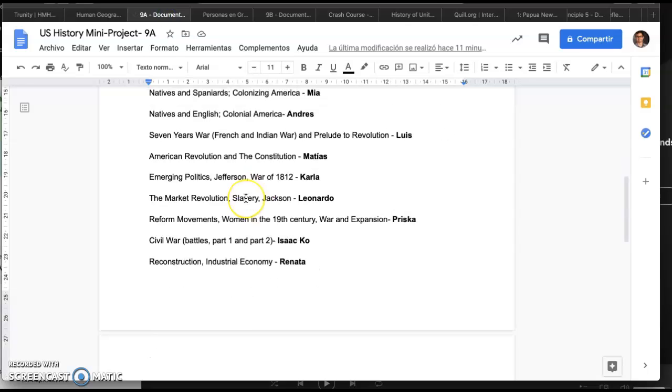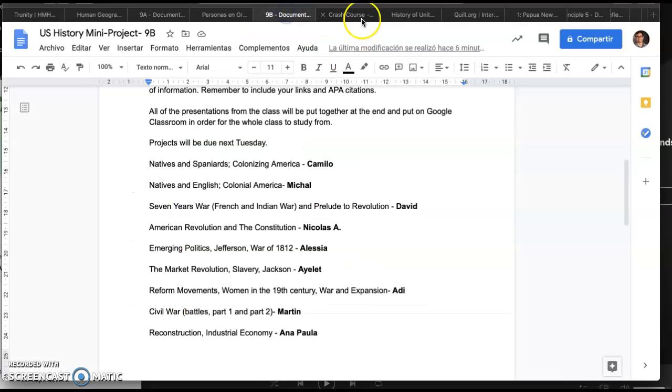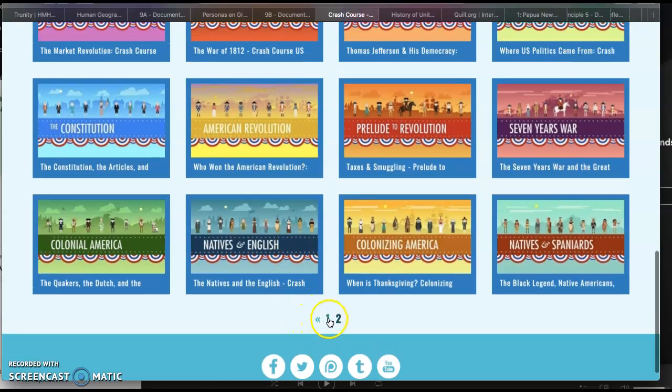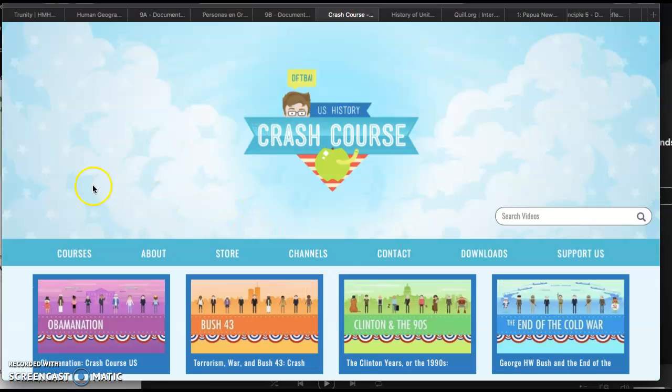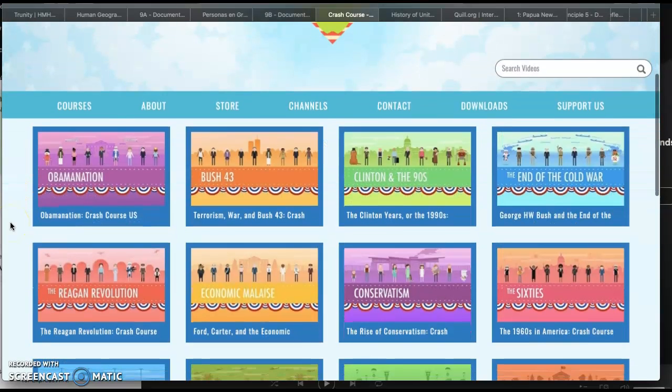So at the bottom of that list is Danielle, and you have the 90s and Bush 43, so the 90s and 2000s. So fairly recent history, but that's when 9/11 happened, which is a pretty major event in U.S. history, which is crazy because I was a fifth grader when that happened. I just turned 11. And kind of everybody knows where they were at that time.